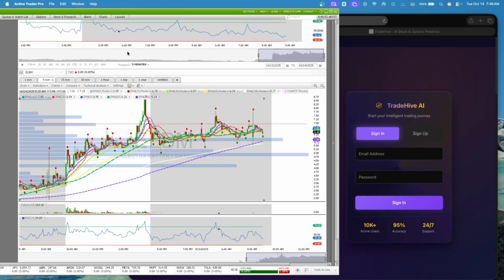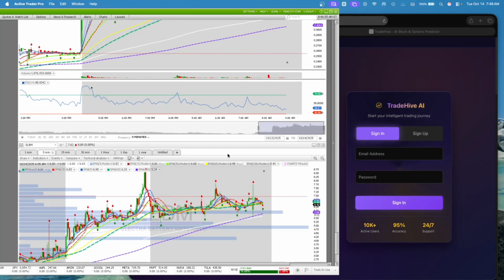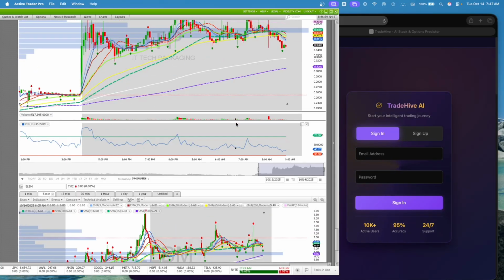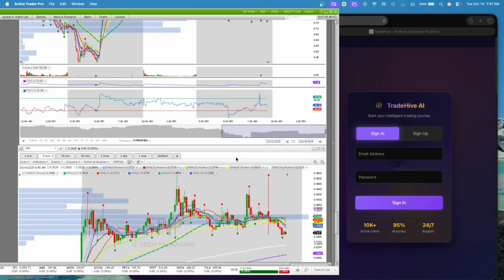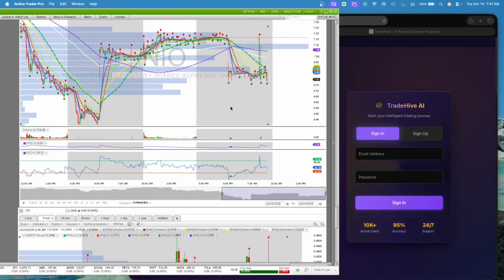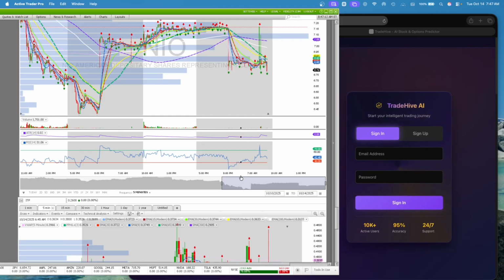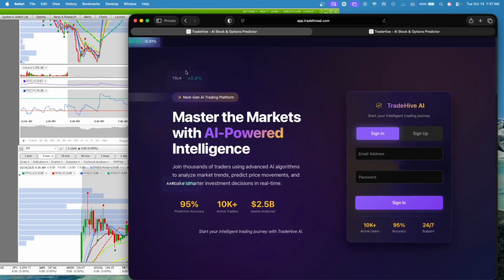Right here, I have Fidelity Active Pro on, and as you can see, I have a couple stocks here that I would like to trade today. It can be a day trade, or a swing trade, or looking at the ATR to buy options, short term, long term, right? On the right here, I have TradeHive, and I want to log in quickly and show you how I use TradeHive AI to make informed decisions and trade, and increase my portfolio again.